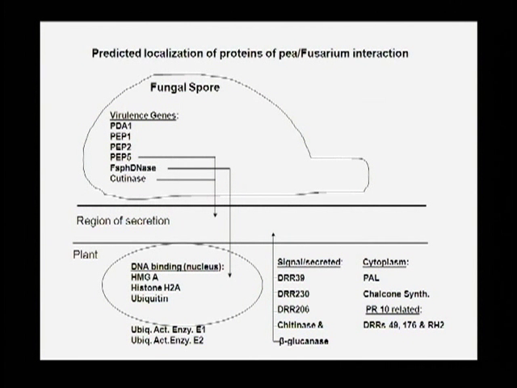As a result of these conformational changes, the PR genes are induced, and some of them are also capable of getting out of the cell. As you can see, DRR39, DRR230, and DRR206, as well as the two cell wall degrading enzyme products do get out of the cell.